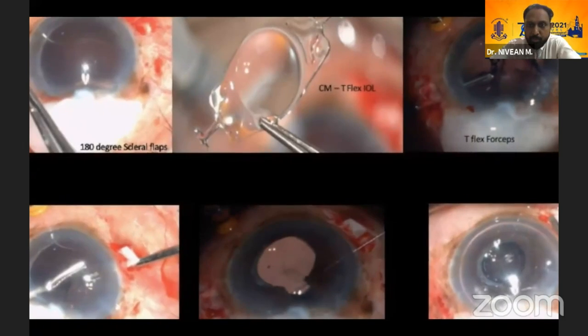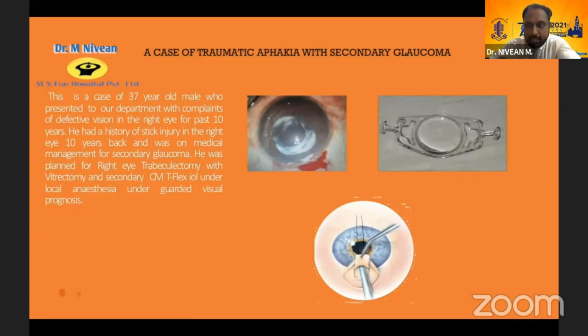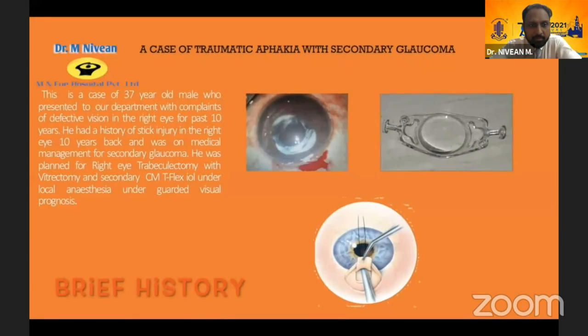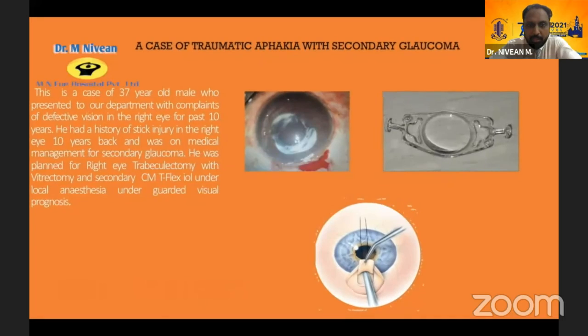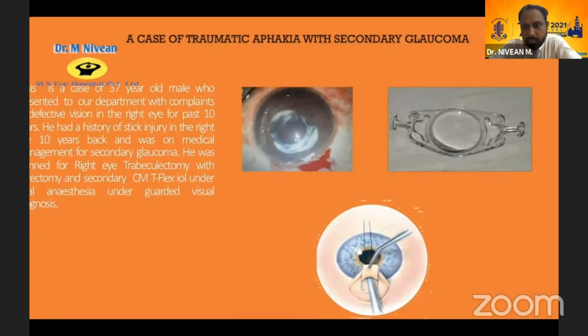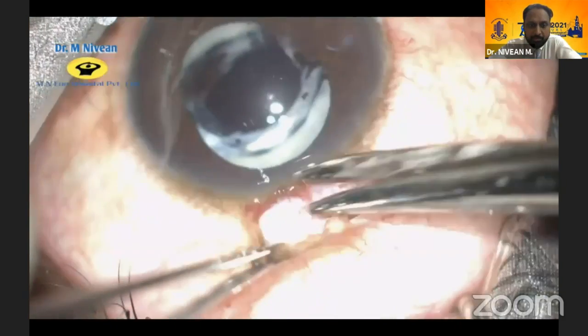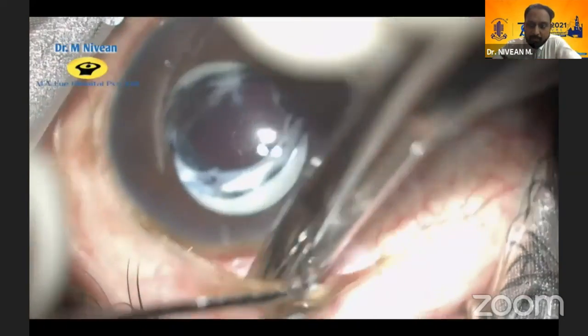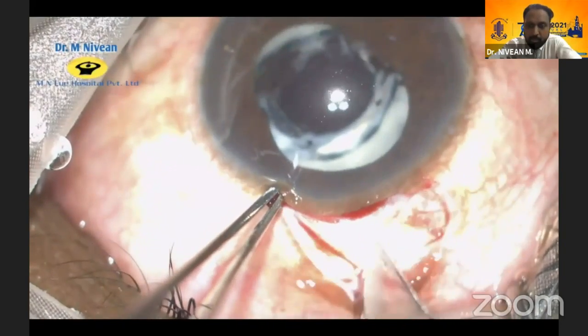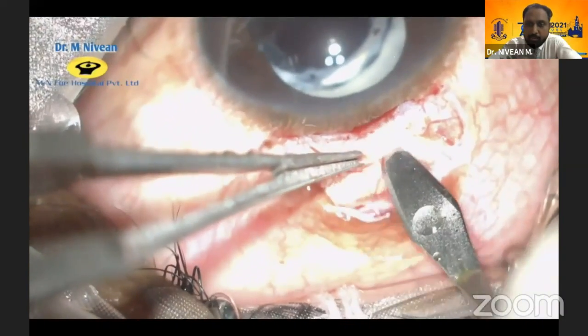So they can be used as an initial procedure or as a secondary procedure, also as a planned surgery. This was another case of a traumatic aphakia with secondary glaucoma, long-standing and not controlled with medical management. So we had planned for a combined trab surgery with a T-flex IOL. Basically, what I'm trying to say is, wherever you can use your secondary IOLs or the glued IOLs, the same indications can be used for this also.